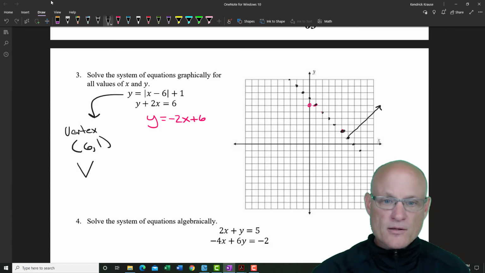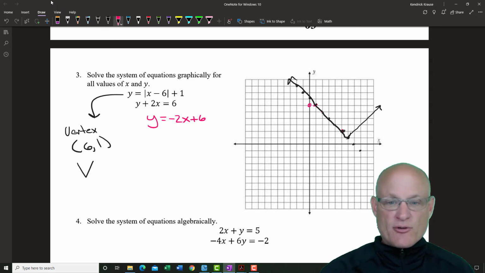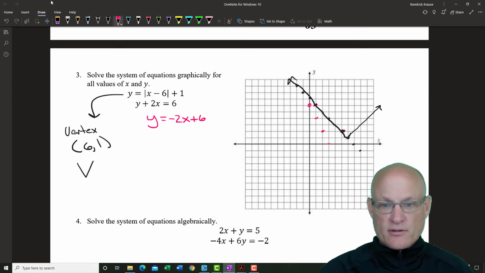Oops, I don't know why I went that direction. That was dumb. Just goes back up. Okay, so that's that. And then let's go back to pink. So pink says down 2, left 1. Down 2, left 1. Down 2, left 1. I cannot go down and right when I draw.